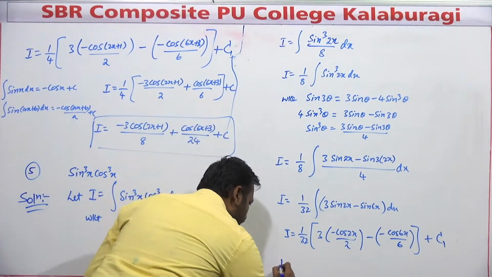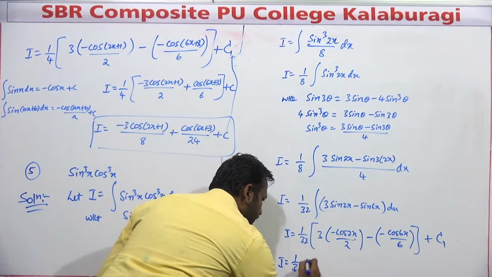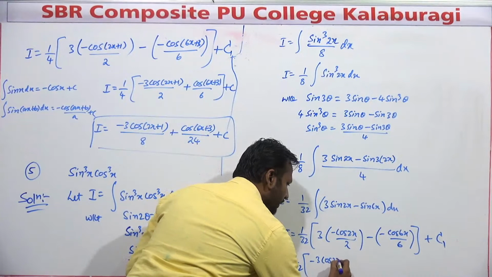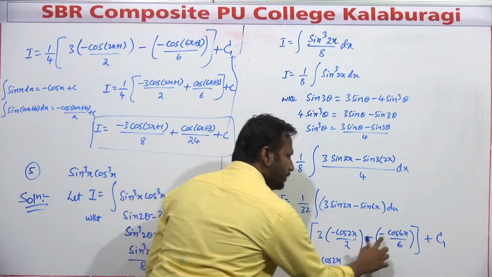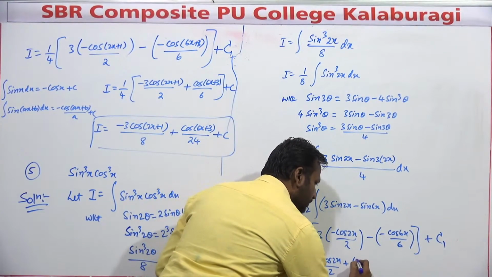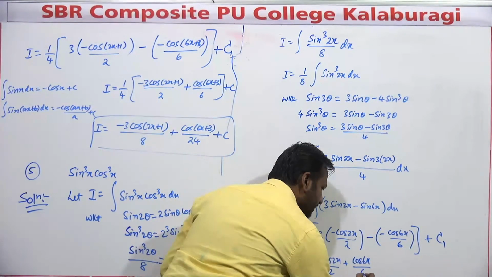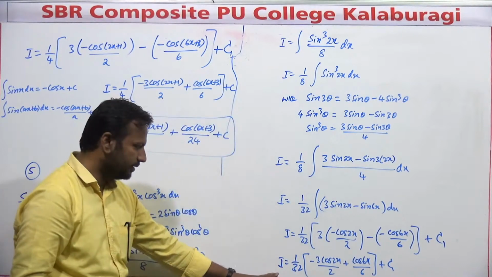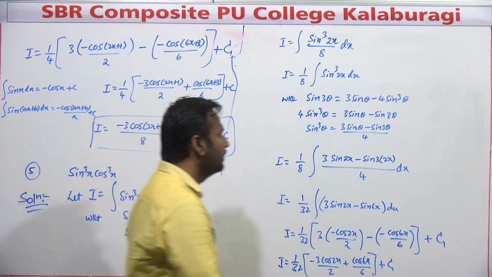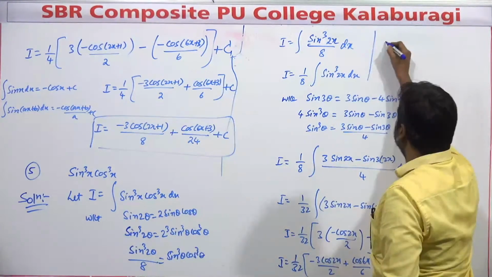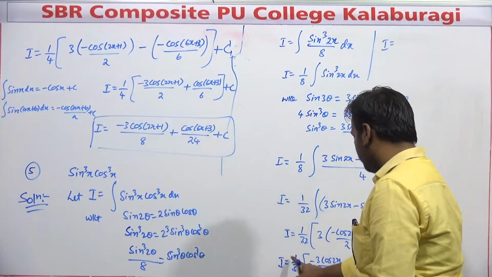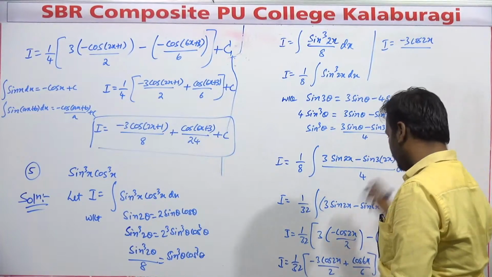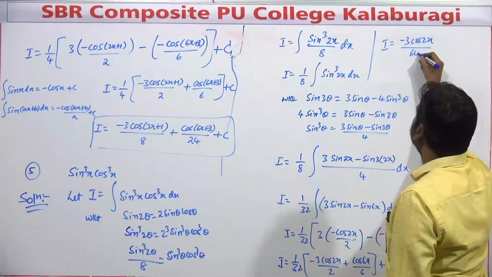So what do you get as the answer now? 1 by 32, plus into minus, minus 3 times cos 2x divided by 2, minus into minus plus cos 6x divided by 6, plus c. You can keep the answer here itself, or else you can simplify further. Minus 3 cos 2x divided by 32 times 2 is 64.